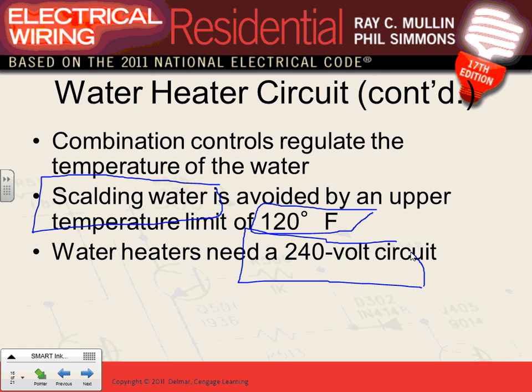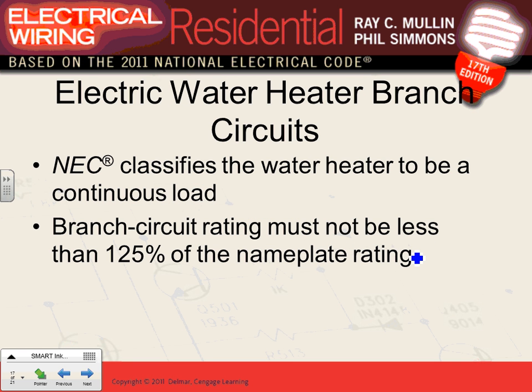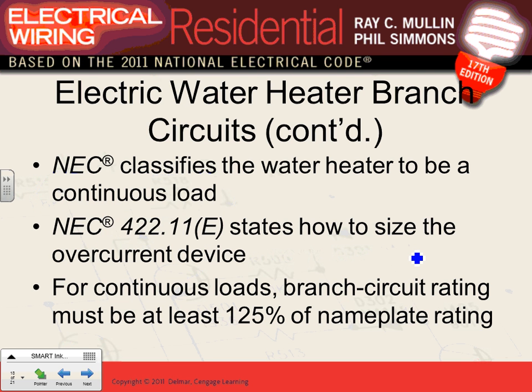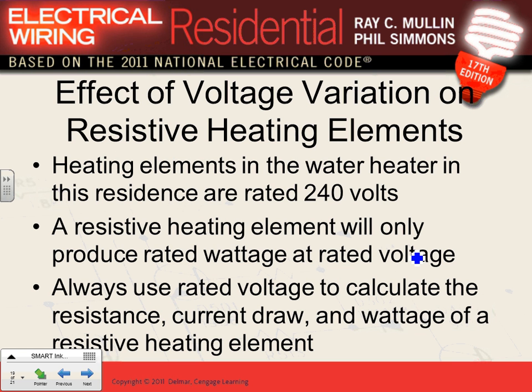Most of them are wired with 240, at least here in the US. When we size branch circuits, we size them based on 125% because it's a continuous load. We assume it's a continuous load, and we size the branch circuits at 125%. The overcurrent protection device, we size slightly differently. I'm going to show you where we size the overcurrent protection device for these and have an example. So branch circuits, based on 422.11(E), how to size the overcurrent protection device. We'll look at this one in a second here. So 240 resistive heat.